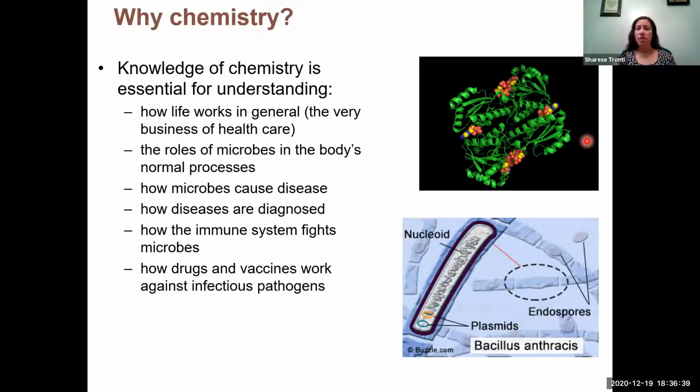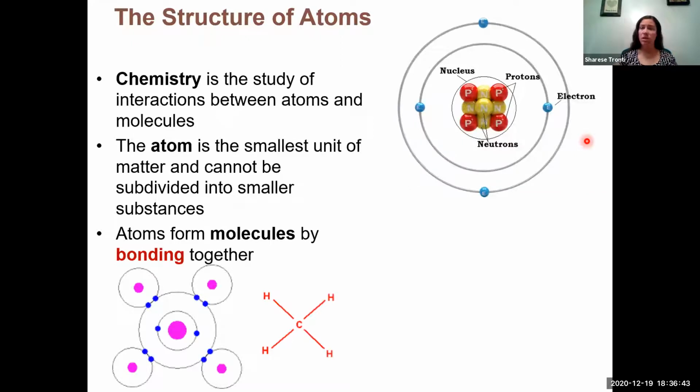I am going to break this video up into two parts. So here in part one, we're going to start by talking about atoms and some of the chemical bonds that they form. So starting with the atom, we have, first of all, what is chemistry? Chemistry is the study of the interactions between atoms and molecules. An atom is the smallest unit of matter, and it cannot be subdivided into smaller substances. Atoms then form bonds with each other to make molecules.